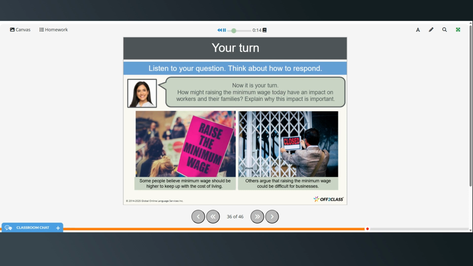Leela talked about what workers want today and what they wanted in the early labor movement. Now it's your turn. In a moment, the teacher will ask you how raising the minimum wage could impact workers and their families. Think about it. And be sure to look at the pictures and read the captions, because this can help you as you speak your answer.